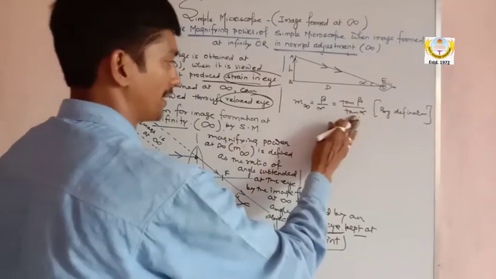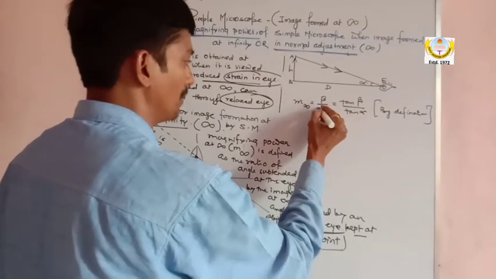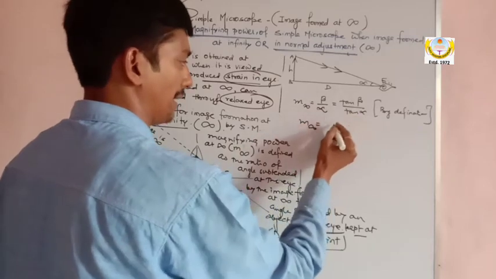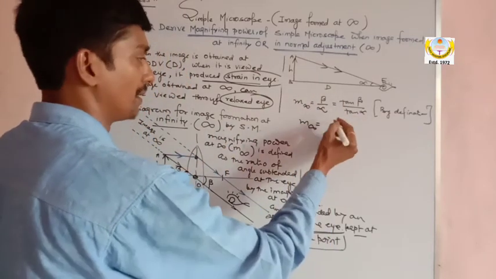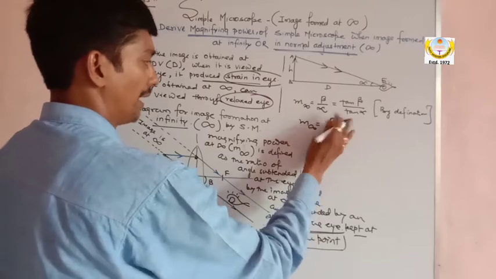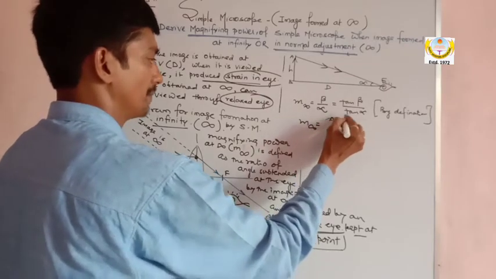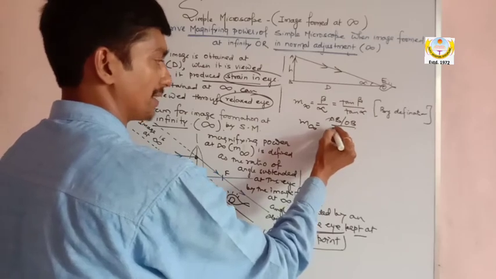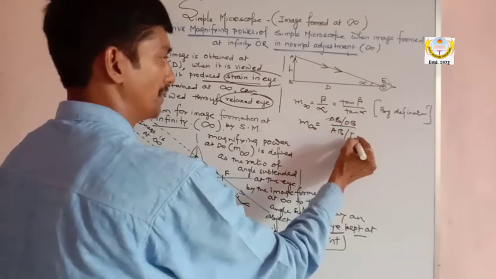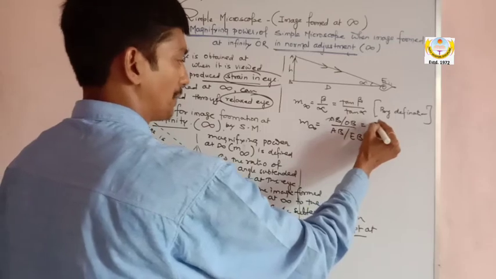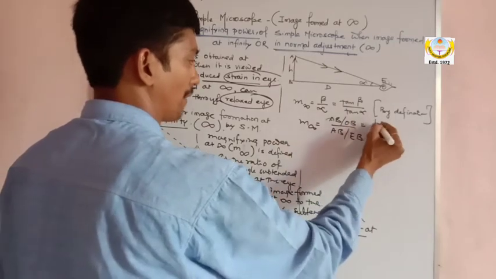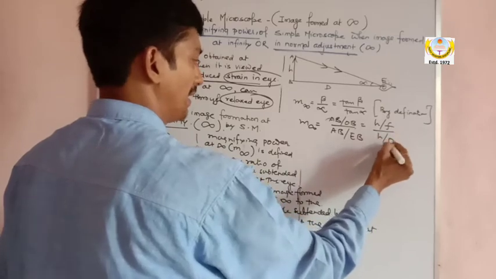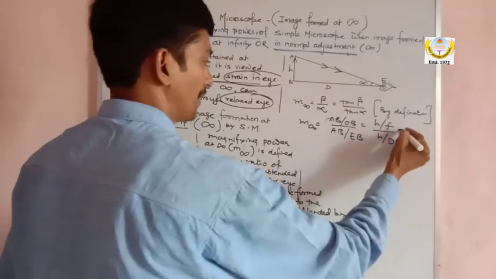So here, my dear, that's all I wanted to tell you. So this is 10 beta by 10 alpha. So m infinity is equal to 10 beta. 10 beta you can see from the diagram, it is AB divided by OB, and tan alpha is nothing but, my dear, AB divided by EB. This is nothing but AB divided by OB. If I write, this is H by F, this is H by D, and the answer will be D by F.